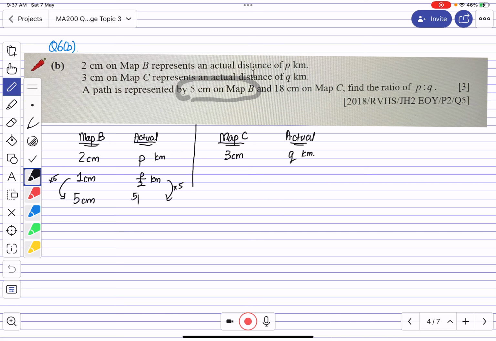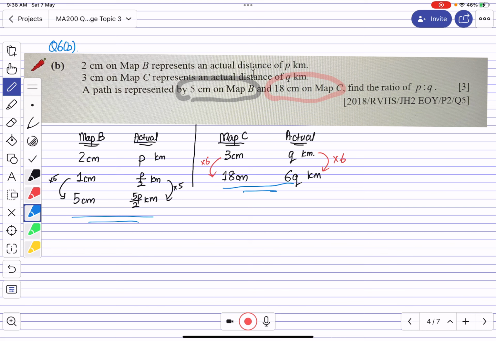This will be represented by 5p over 2 kilometers. If it's going to be represented by 18 cm on map C, I multiply by 6. Now if I multiply by 6 on the left, I multiply by 6 on the right. This will give me 6q kilometers. Okay. Now looking at this and this, right?